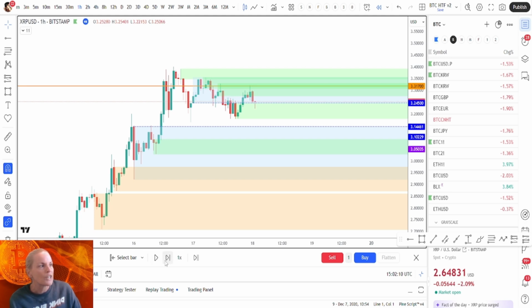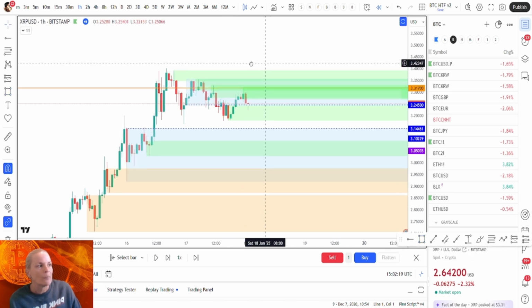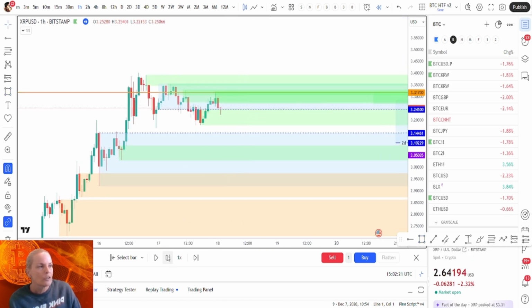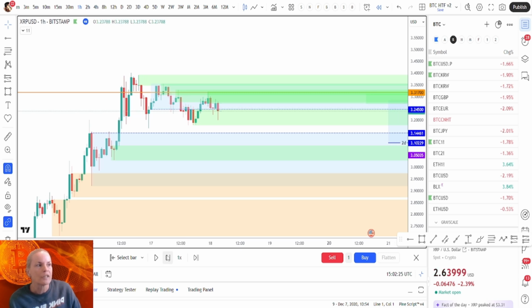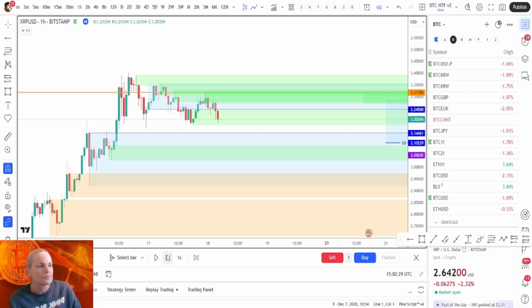So you can see we get a rejection there off the 8-hour and it comes back into this hourly demand, and it's made a new hourly supply there. So this is kind of all of what I'm doing when I'm looking for those entries, is just watching the candles as they develop and looking for something that can give me a reasonably high probability short or long. Obviously in this case short because we're at supply.